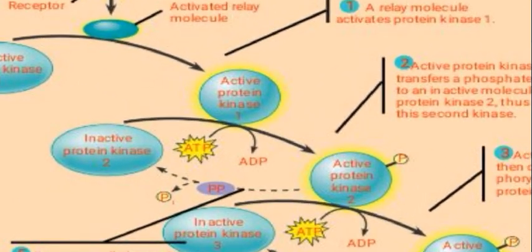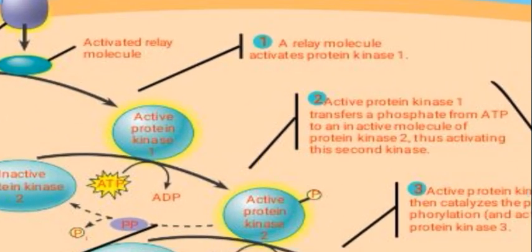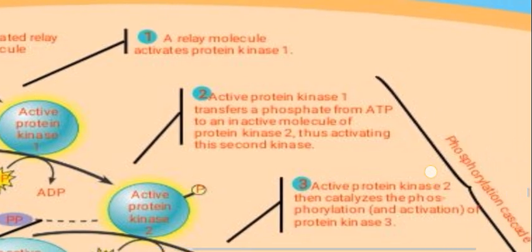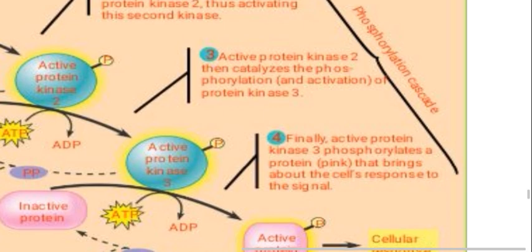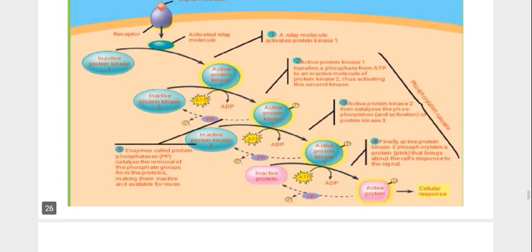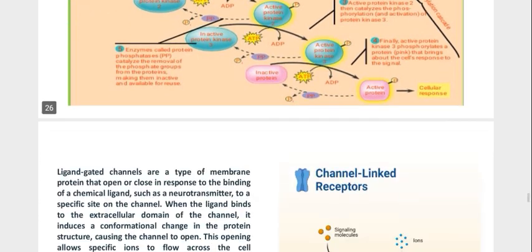So when we try to learn this in detail, a relay molecule activates protein kinase 1. Active protein kinase 1 transfers a phosphate from ATP to an inactive molecule of protein kinase 2, thus activating this second kinase. Active protein kinase 2 then catalyzes the phosphorylation and activation of protein kinase 3. And finally, active protein kinase 3 phosphorylates a protein that brings about the cell's response to the signal. So all this can be described as a phosphorylation cascade.